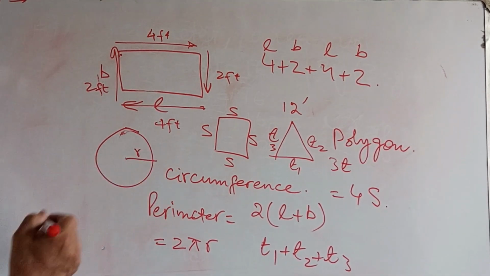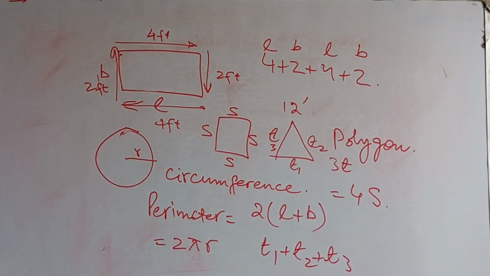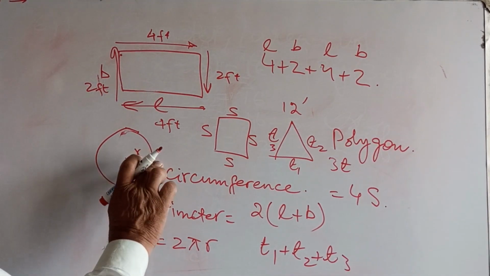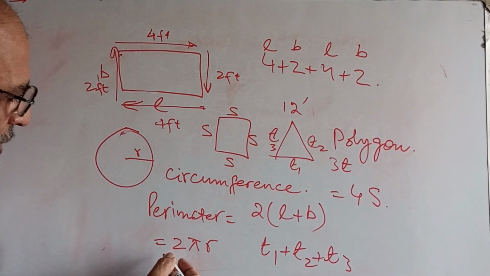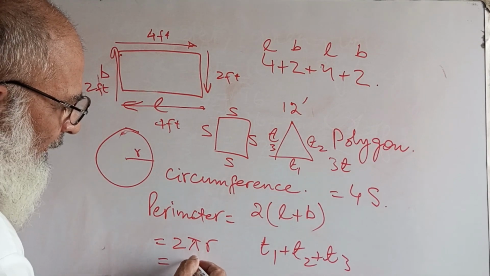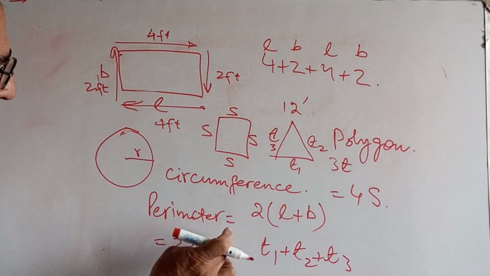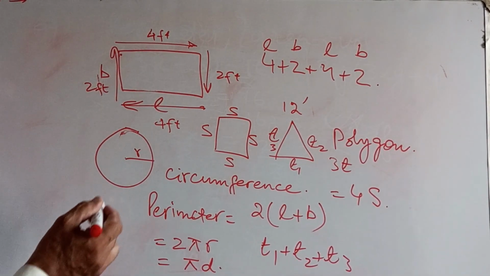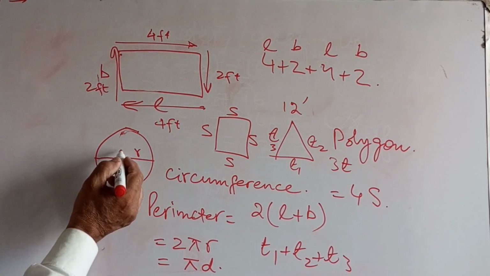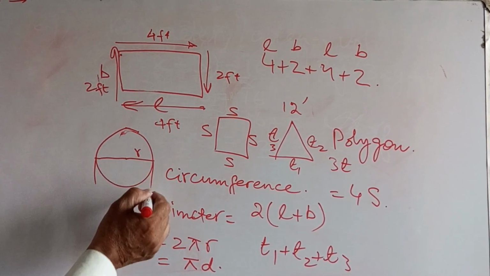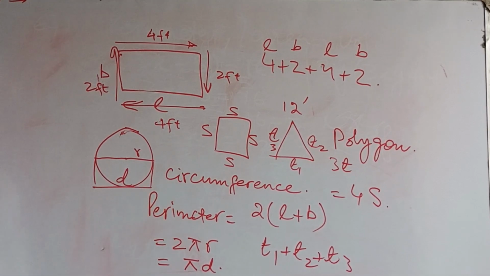This is r. This is r. R means radius, or you can also do it as pi d, because this 2 and r will multiply together and it will become diameter. Now the whole from here to here is the diameter.